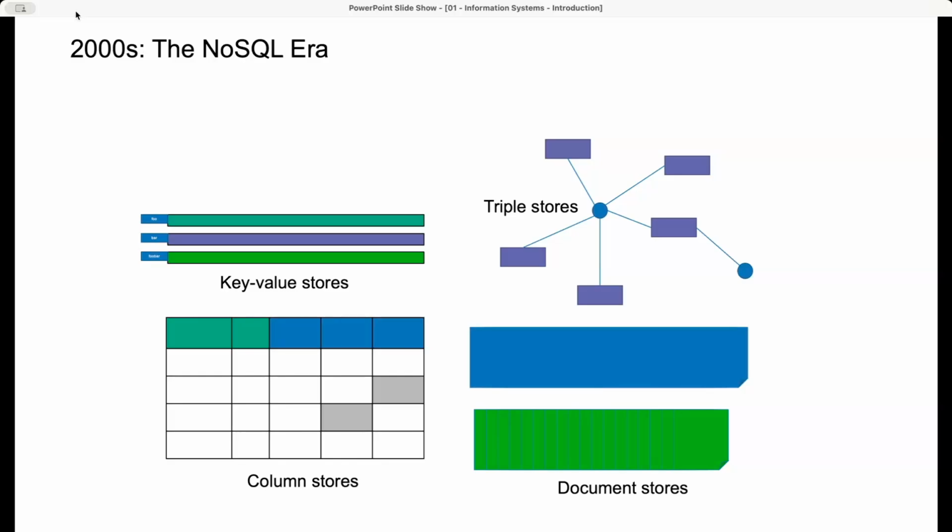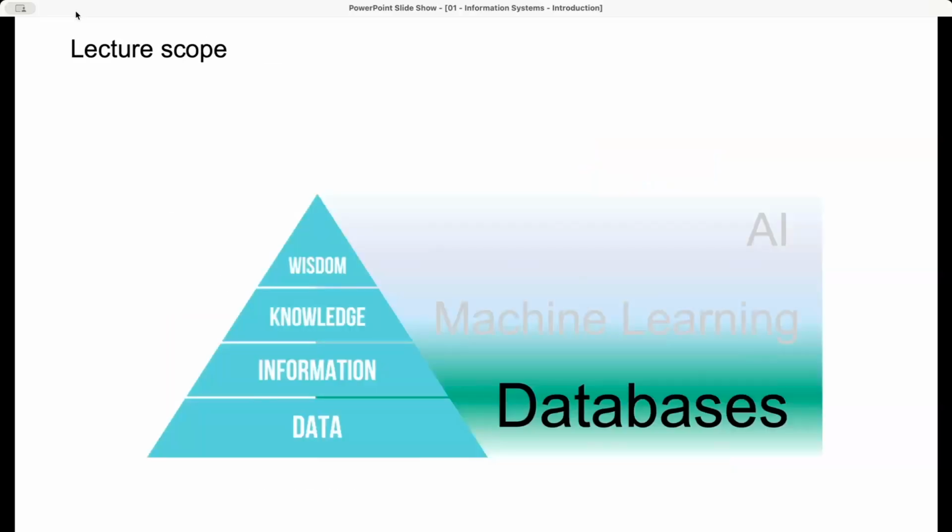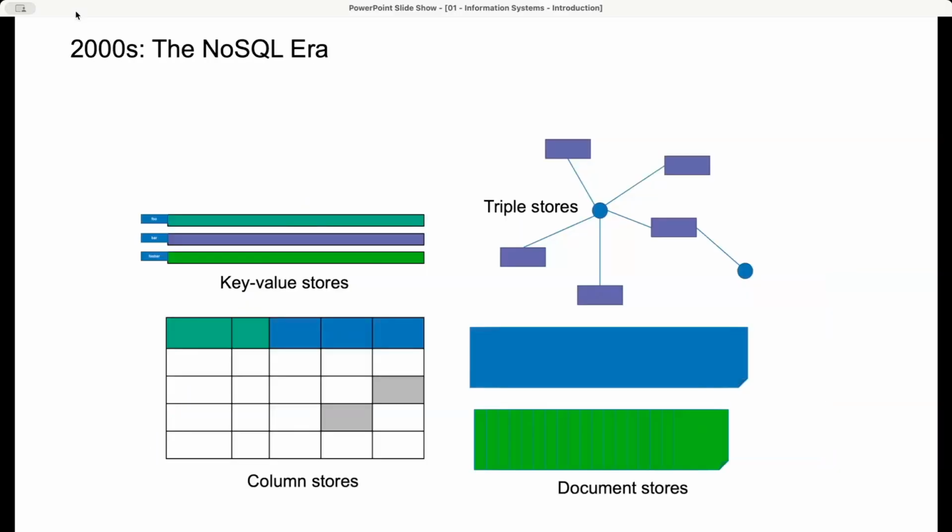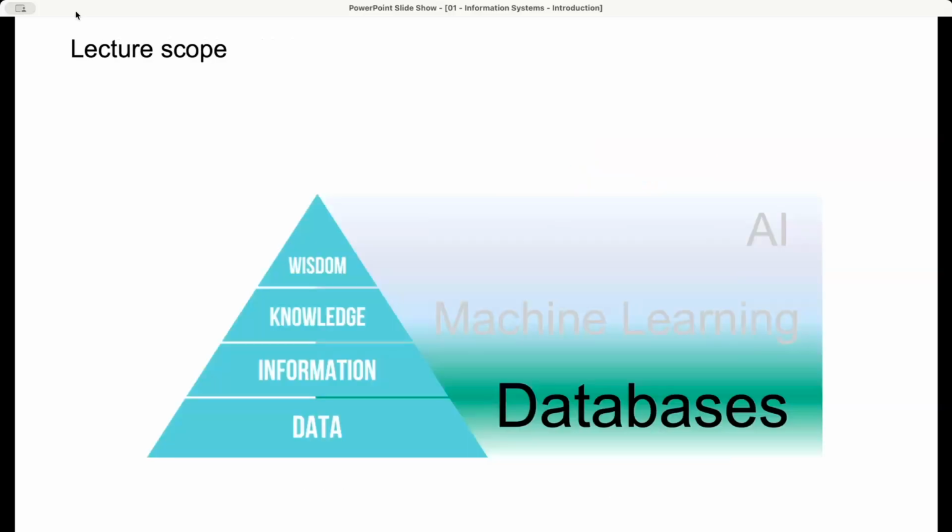Then we have the column stores, triple stores, that's the graphs, and document stores, like you might have heard of MongoDB. All right. But this, not in this course. That's just the cool things that happened a bit more recently. Which brings us to the topic of the lecture. We'll focus on databases.